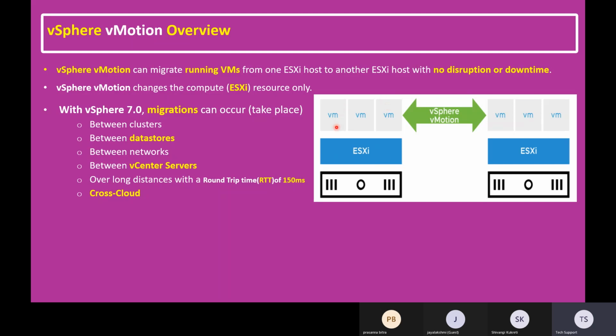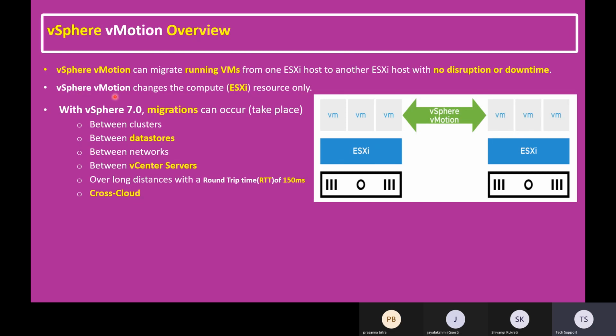Suppose these three VMs are running and my end users, my customers, are using them. We do not even need to inform the customers. On the live system, you can migrate within a fraction of a second, and the VM will be migrated to another host. Okay, that is the importance of the vMotion feature.